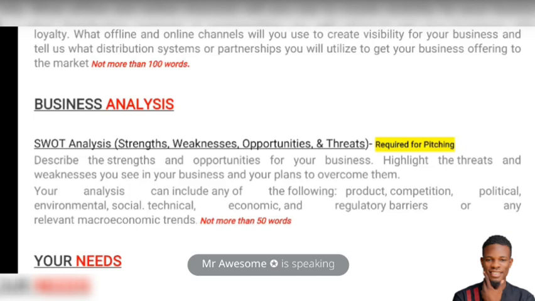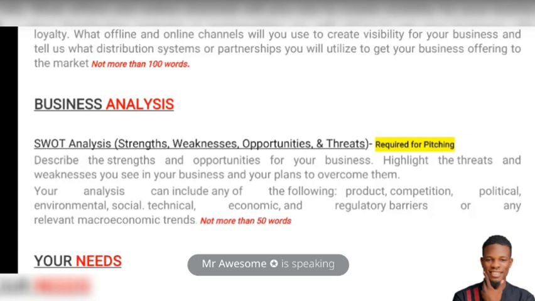So in this section, you're going to try to highlight the strengths of your business, the weaknesses, the opportunities, and the threats. Now, the strengths of your business could be the expertise of your team or the excellence of your products. If you have a perfect product, this could be a strength to your business offering. Maybe you have a team of experts who know what they are doing in your industry, and it's going to go a long way to add to the strength of your business.